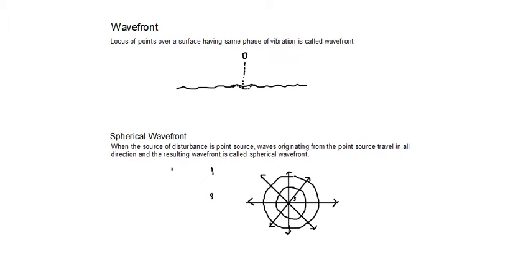Now, in case of a spherical wavefront, it is a sphere which is expanding in three dimensions in all directions. You can imagine that this is the x, y, z coordinate, and this is the sphere which is gradually growing like this. So, this will be called a spherical wavefront. Let us see what the next two are.